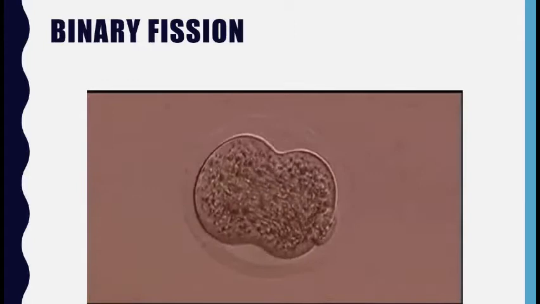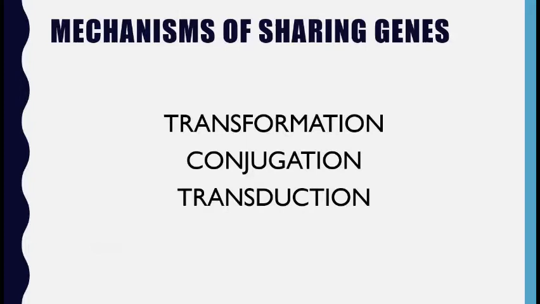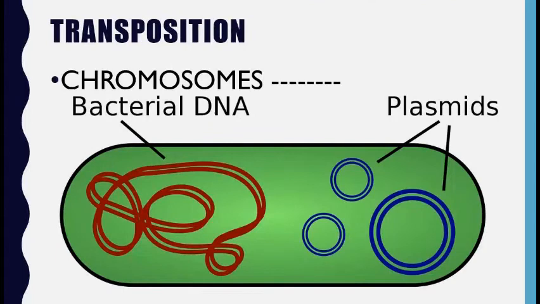So, prokaryotes can share genes by mechanisms. So, the mechanisms of sharing genes in bacteria, we have three mechanisms. First, transformation, conjugation, and transduction. So, yun yung tatlong mechanism nila. But let us first discuss transposition. So, what is transposition?